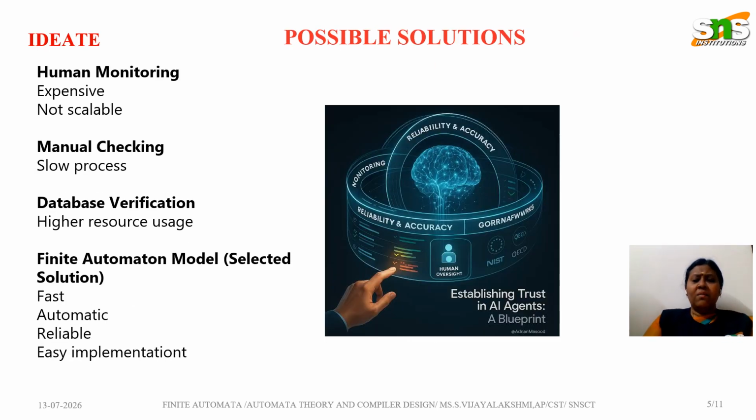There are several possible solutions here: human monitoring, manual checking, database verification, and a finite automata model. Human monitoring is very expensive and not scalable. Manual checking is also possible, but it is a slow process. Database verification has higher resource usage. The finite automaton model is the solution: fast, automatic, reliable and easy to implement.